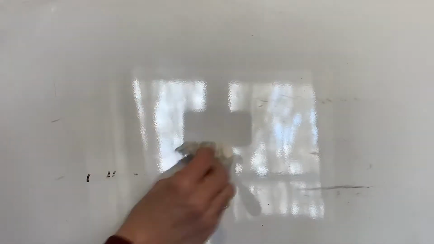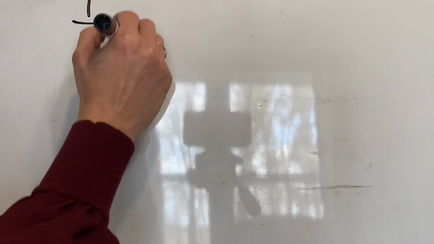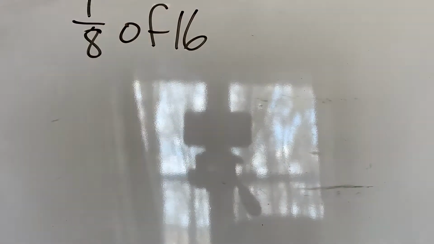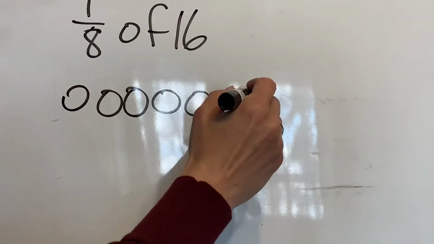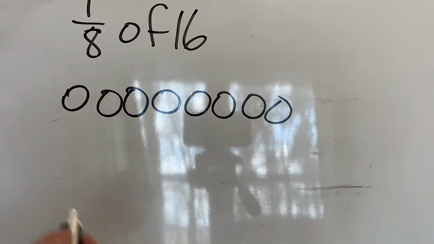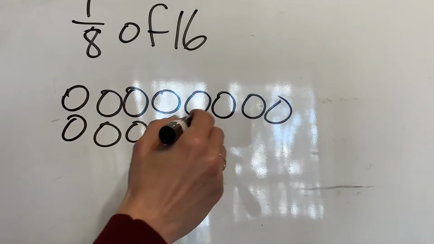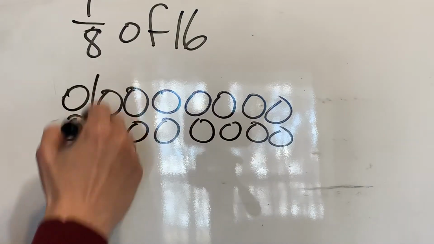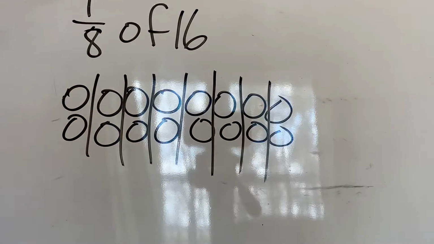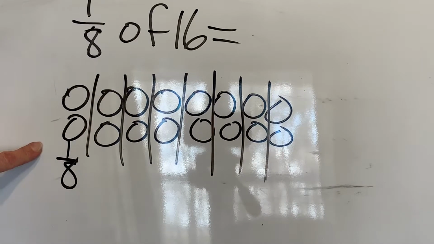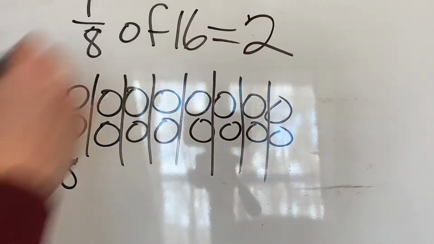And the next one was 1/8 of 16. All right, so we need them in groups of 8. 1, 2, 3, 4, 5, 6, 7, 8, or I should say rows of 8, and then we'll put them in groups. All right, so we've got 1, 2, 3, 4, 5, 6, 7, 8. All right, so 1/8 of 16. So that's just one of these. 1/8 of 16 equals 1, 2.